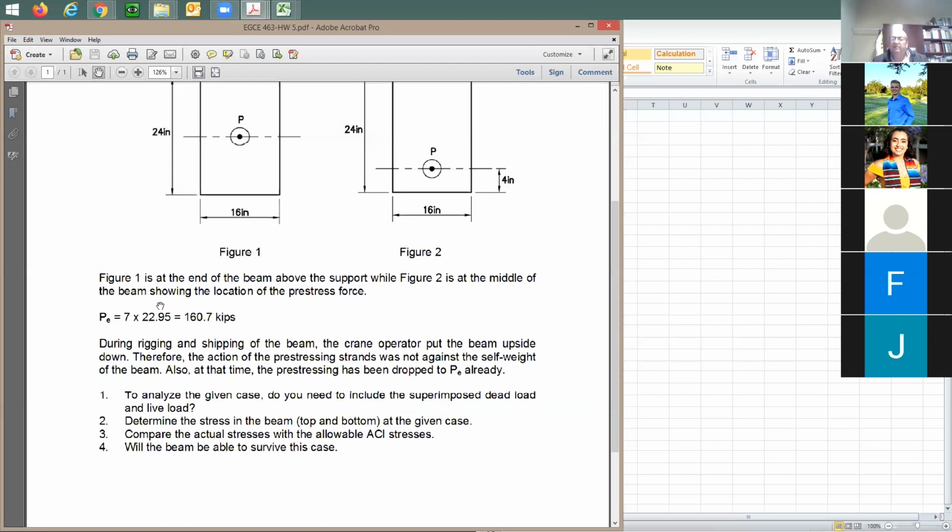Now, don't forget, this beam here is exposed to compression at the bottom, which means it is kind of cambered. It's trying to resist the self-weight and the new load when you apply it, the final service loads. Now, they made a mistake. The crane operator put the beam upside down, which means now this is giving the top and no change for this end.